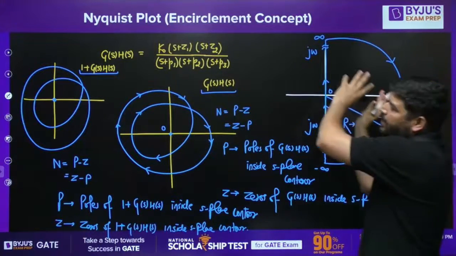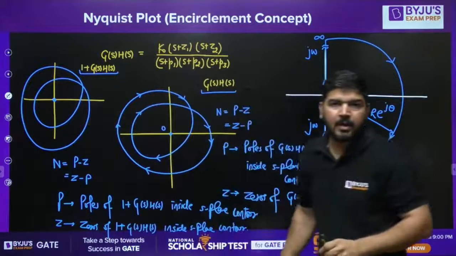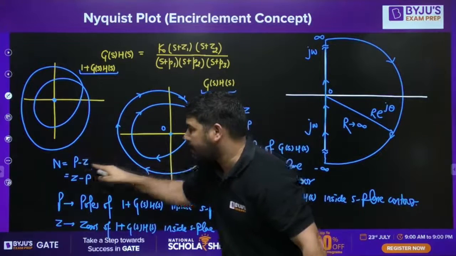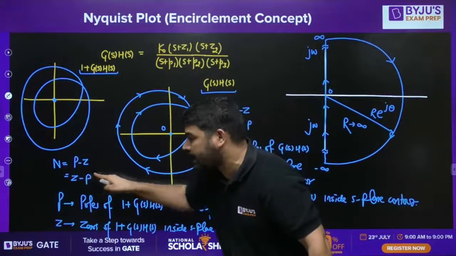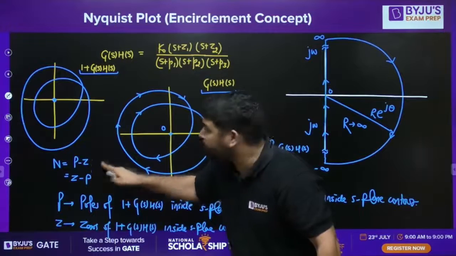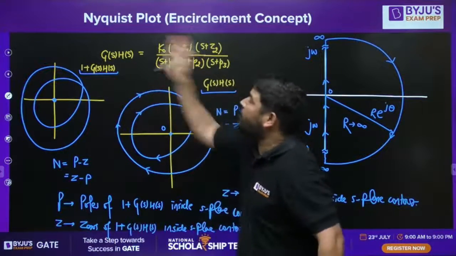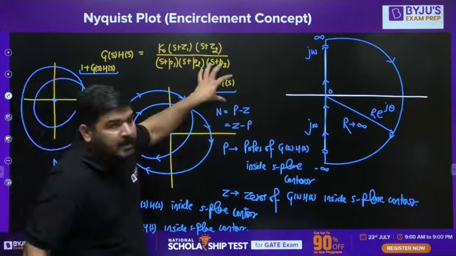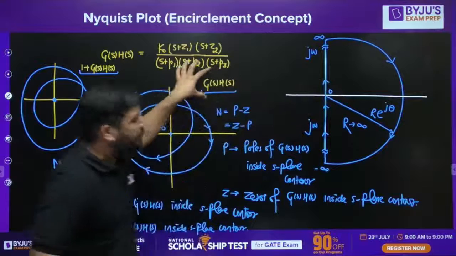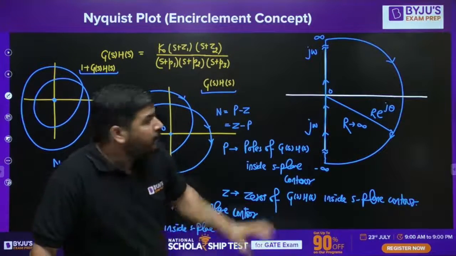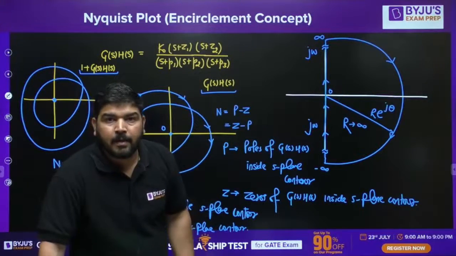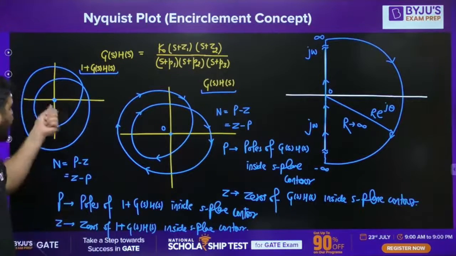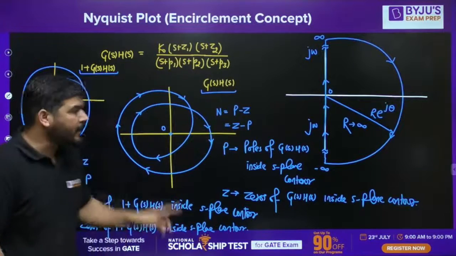But if you are mapping this S-plane contour into 1 plus G(s)H(s), and if you are looking at the encirclement of origin, then that encirclement is again P minus Z or Z minus P. Now the P and Z are different here. P and Z are the poles and zeros of 1 plus G(s)H(s) because you are mapping into 1 plus G(s)H(s), okay? So that's why you have to be very careful. In which function you are mapping, that is important. Here you are mapping into G(s)H(s), here you are mapping into 1 plus G(s)H(s). And you are looking at the encirclement of origin.